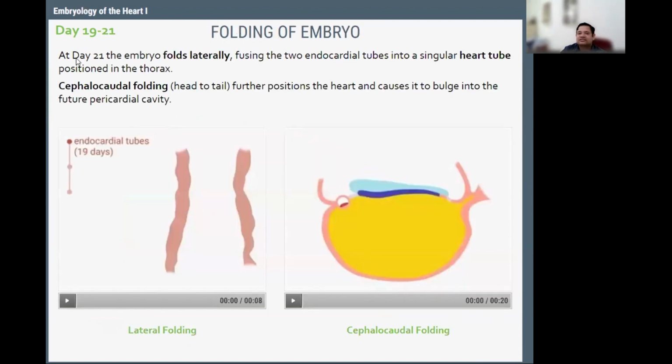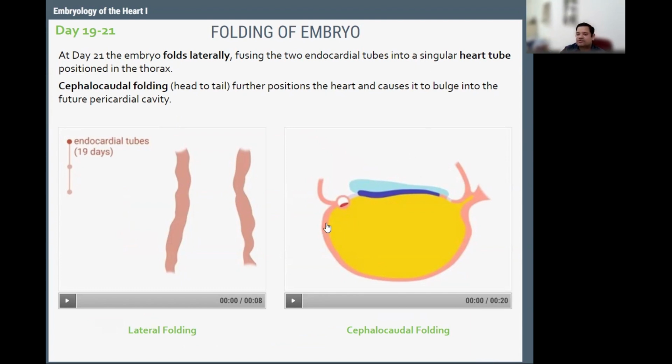So here you can see that the folding of embryo will happen on day 21. The tubes fuse laterally to form endocardial tube into single. So those से भी single heart tube बन जाएगा जिसकी position in the thorax. Cephalocaudal folding, meaning head to tail folding will also take place so that it becomes the position of heart and causes the bulging into the future pericardial cavity.